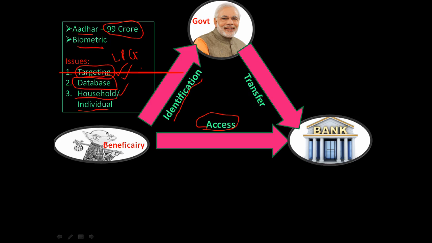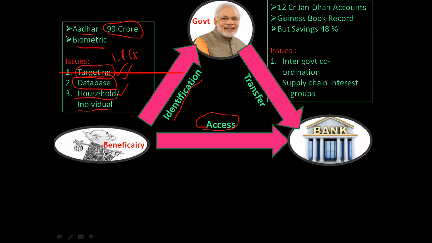Because if the male of the house, or the person who has this Jan Dhan account, is a drunkard, drinking every day, then he is not going to give the money to the house. So that is why this issue has to be dealt with.